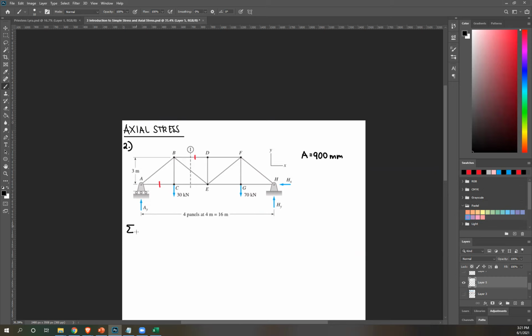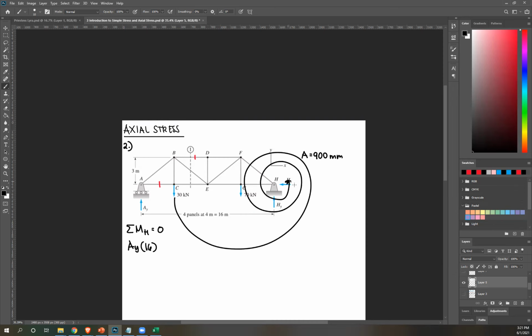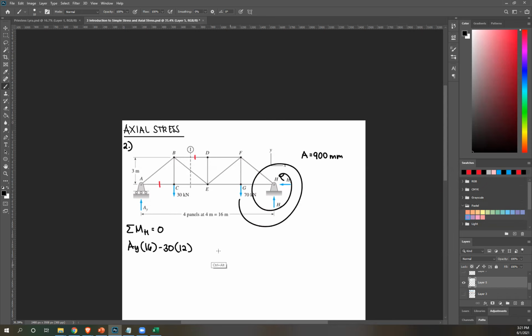So equilibrium equation once again, summation of moment about H should equal 0. Let's start with AY, rotate that about H, that's clockwise, therefore positive AY. Perpendicular distance, each panel is 4 meters, so 4, 8, 12, 16. Total distance, 16. Next, this 30 kilonewton, counterclockwise, so that's negative 30. Perpendicular distance, 4, 8, 12. Next, 70, again counterclockwise, minus 70. Perpendicular distance, 4. There are no other forces, so equate that to 0. Please solve for AY.